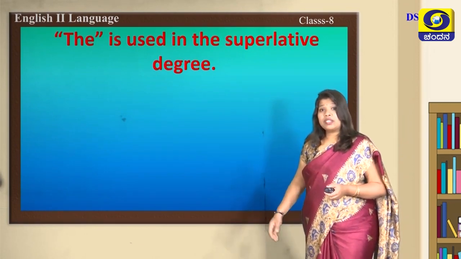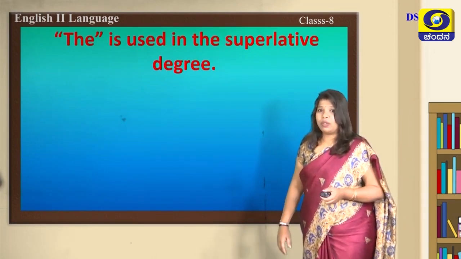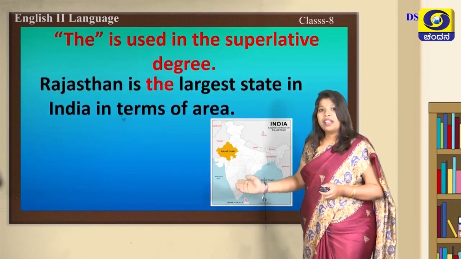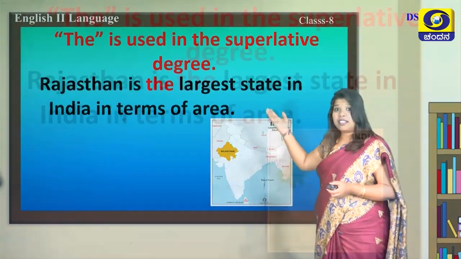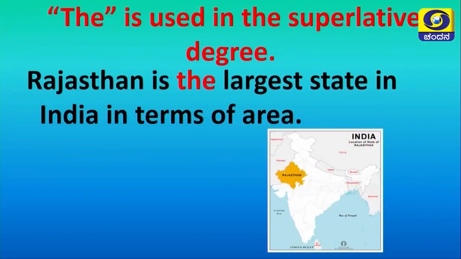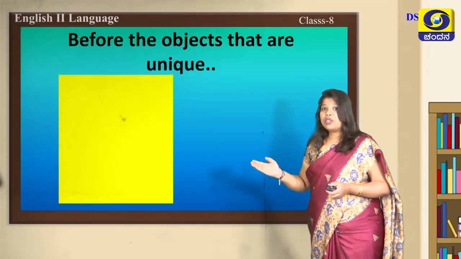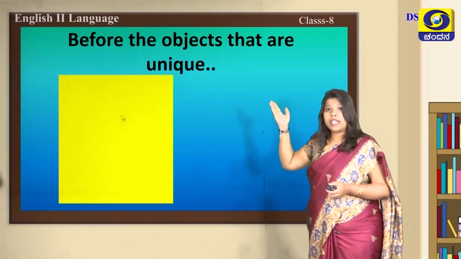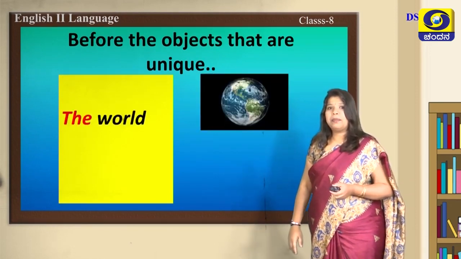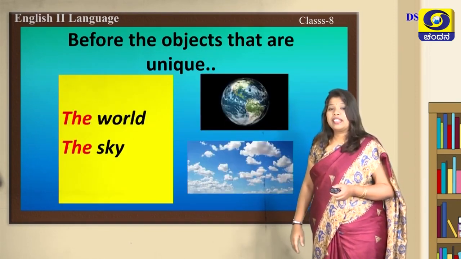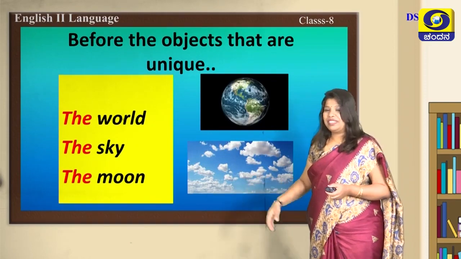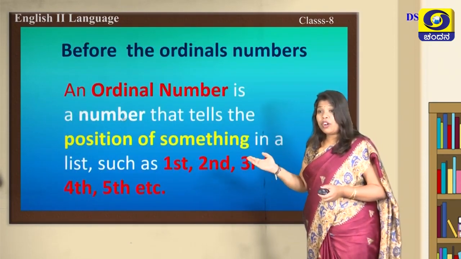Now, the is used in the superlative degree also. For example, Rajasthan is the largest state in India in terms of area. Now, it is also used before the objects that are unique. For example, the world, the sky and the moon. Now, before the ordinal numbers.